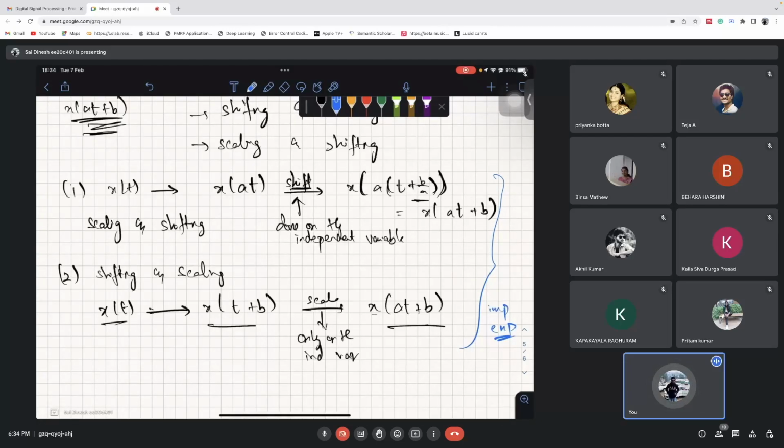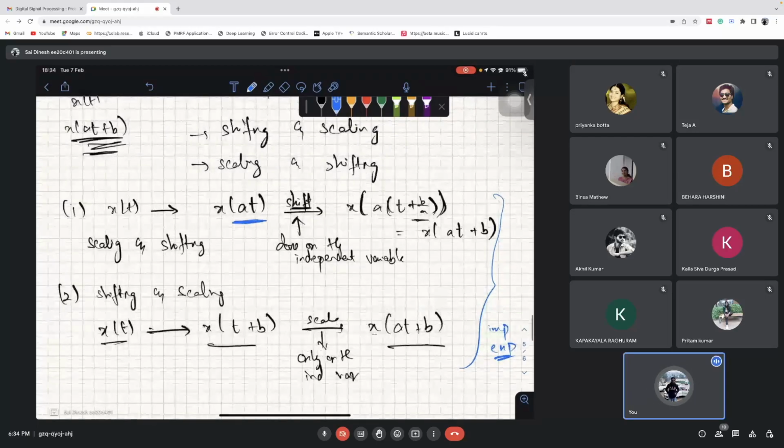Whenever you are doing a shifting or a scaling, it is only applied on the independent variable. So if you see here, it is at, and then you're applying a shifting. Shifting is done only on the independent variable. For example, if you shifted by b simply, then it would be x of a into t plus b. So what you're left with is x of at plus ab, but you only want a shift of b. So this should be handled carefully. Shifting and scaling operations are applied only on the independent variable.